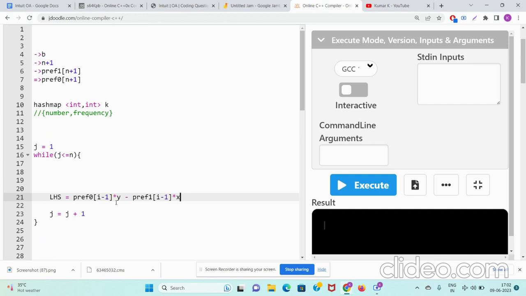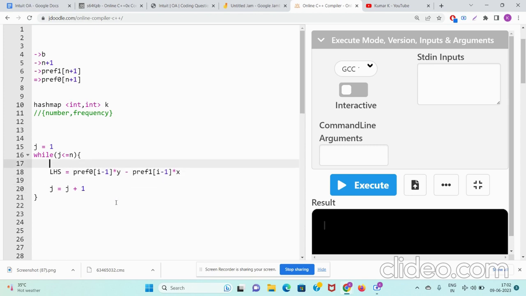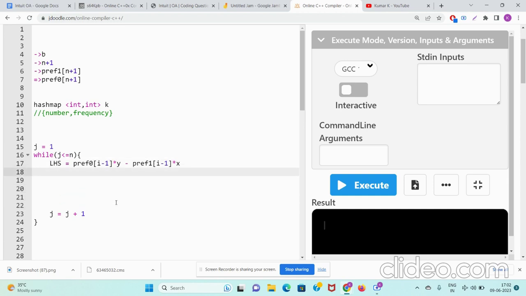So easy. So you just come at each value and calculate the LHS. Come at each value and calculate the LHS. So simple and so nice. You just come at LHS and you calculate. So yeah, you calculate the LHS, right?